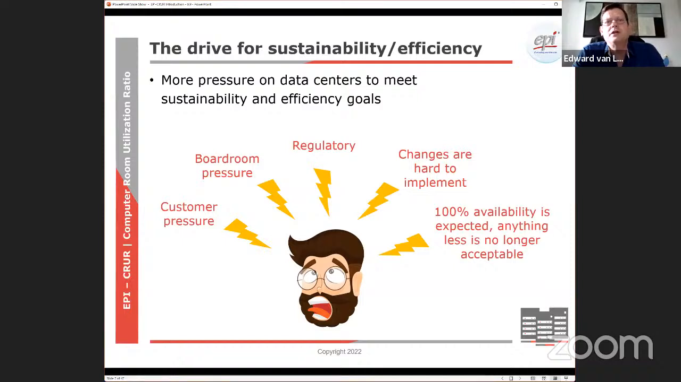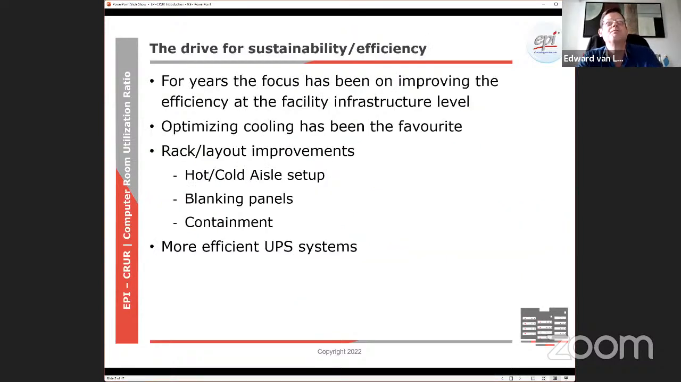However, we know as data center facility people that it's very difficult to make those changes because we have typically heavily invested already in the infrastructure, and we cannot just turn it around or throw equipment away, etc. So it's not easy. And at the same time, of course, our customers expect the data center to run, nowadays, at 100% availability. Anything less is just not acceptable anymore.